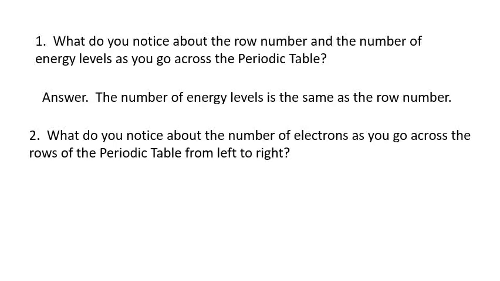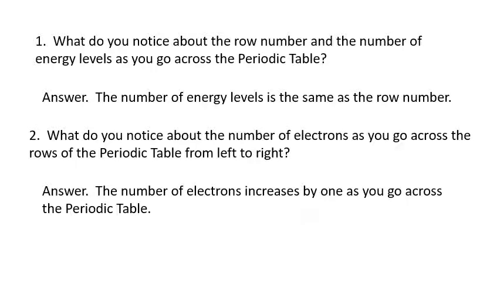Next question, what do you notice about the number of electrons as you go across the rows? Again, you notice that the number of electrons goes up by 1 as you go from left to right. And also keep in mind that the electrons in the outer energy level are the ones that go up by 1. So the electrons increase by 1 as you go across the periodic table.